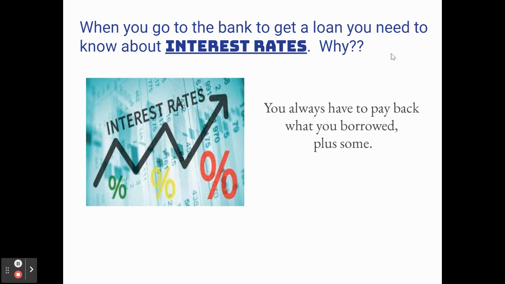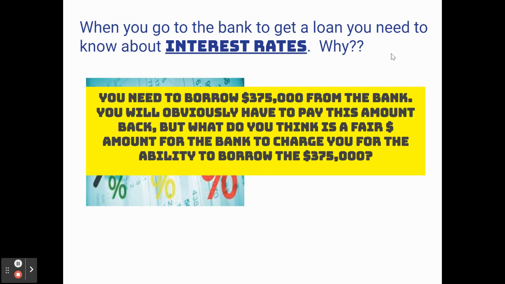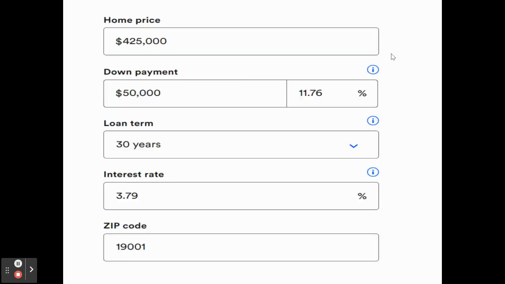So, quick example: think to yourself, you need to borrow $375,000 from the bank to buy a new home. What do you think is a fair amount that a financial institution should charge you for the right to borrow $375,000? You're paying back the 375, but what do you think is fair to pay back the bank beyond the 375 for the ability to borrow that? So just to show you examples of why the interest rate is important.